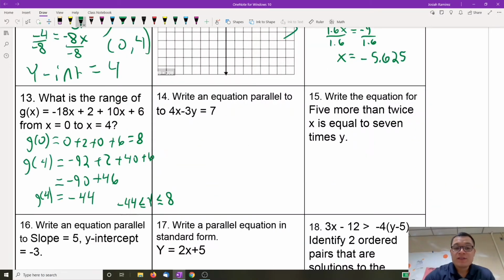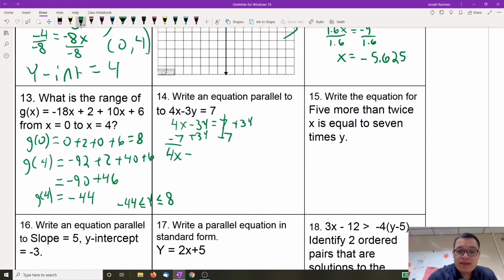Write an equation that's parallel to that standard form one. Let's go ahead and solve this for y. So I'm going to add 3y to the right, and I'm going to subtract this 7 from the left.